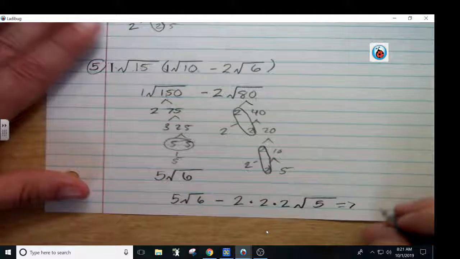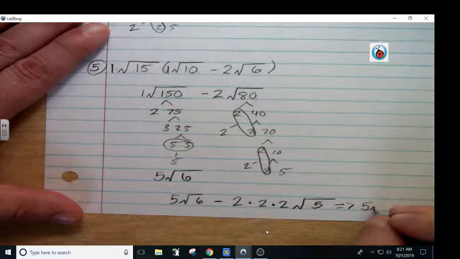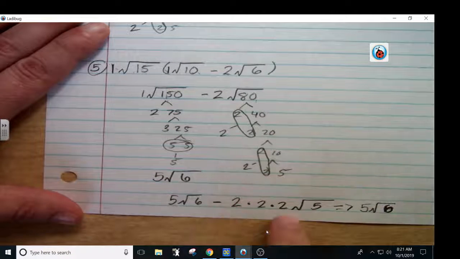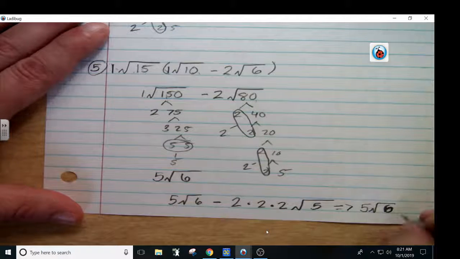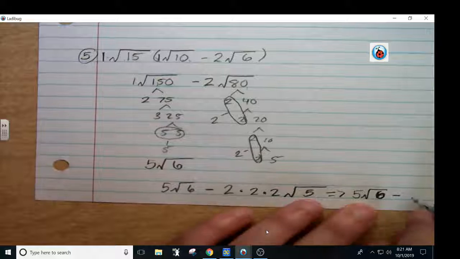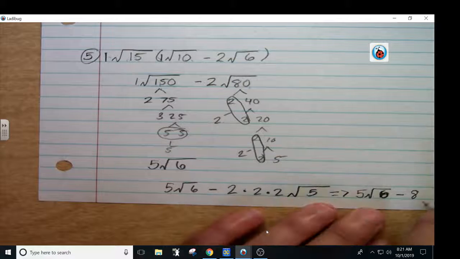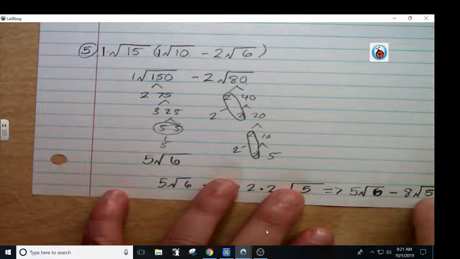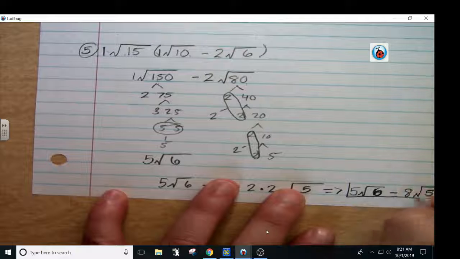Now, what that's going to be is 5 square root of 6. And then if you multiply this, negative 2 times 2 is negative 4, times 2 is negative 8, or minus 8, either one, however you want to say it. Now, your radicand, or the number underneath the radical, is not the same, so that's as far as you can take it.